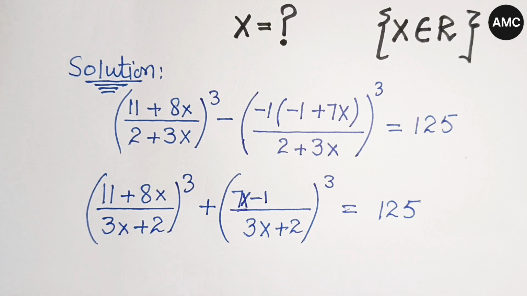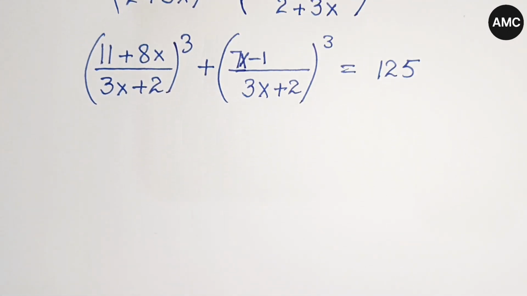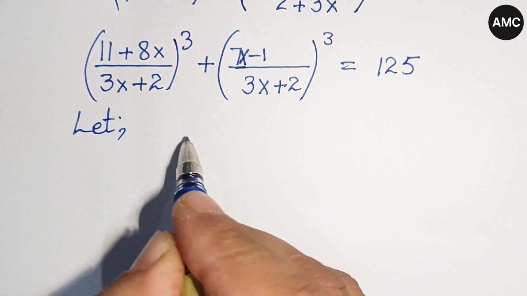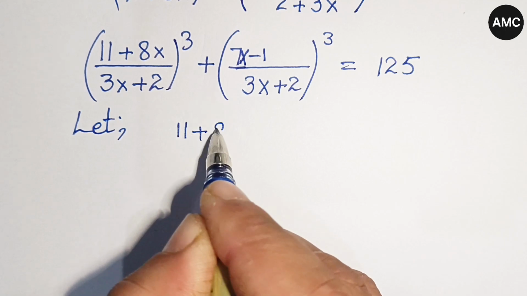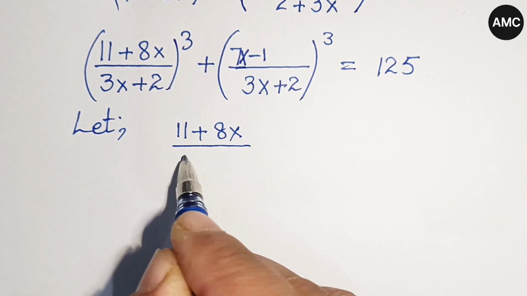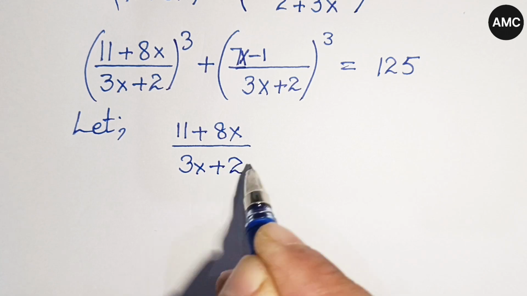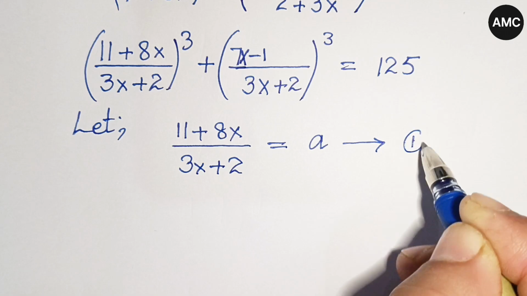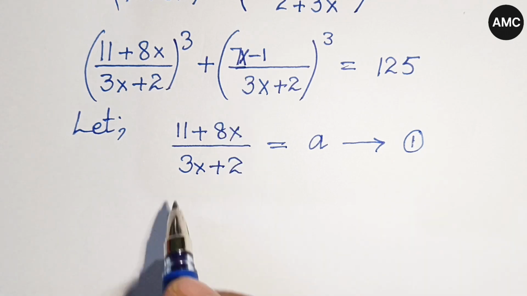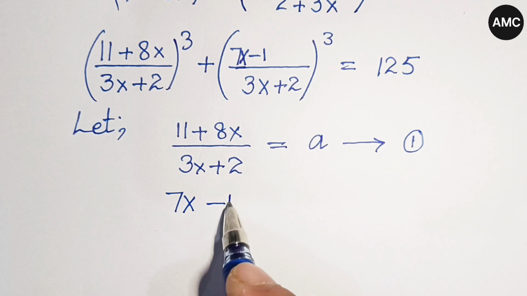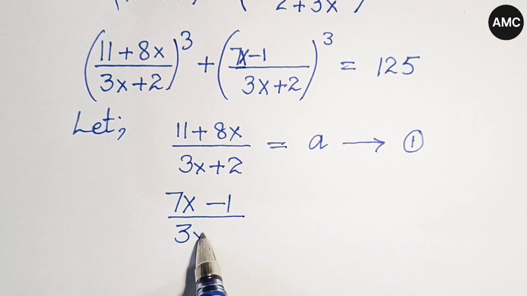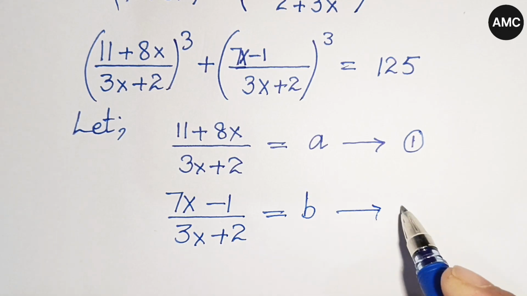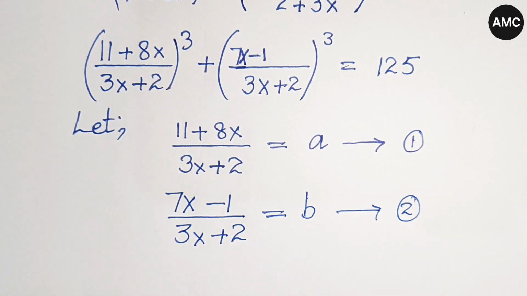Now we see that we have 3x + 2 in the denominator of both terms, so let us suppose that the first term, (11 + 8x) / (3x + 2), is equal to a. Let's say it is our equation number 1. Similarly, (7x − 1) / (3x + 2) is equal to b. It is our equation number 2.